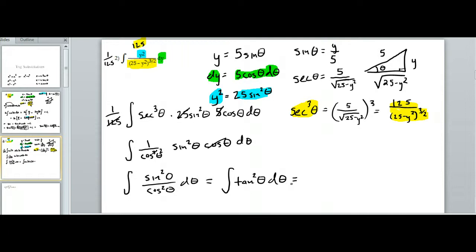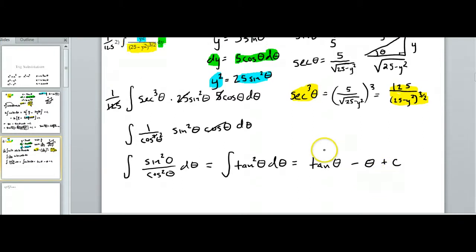Alright, and then if you just use your sheet from last time, again, you can just use a double angle identity, but if you use the tangent squared x dx, the integral of that is tangent theta minus theta plus c.